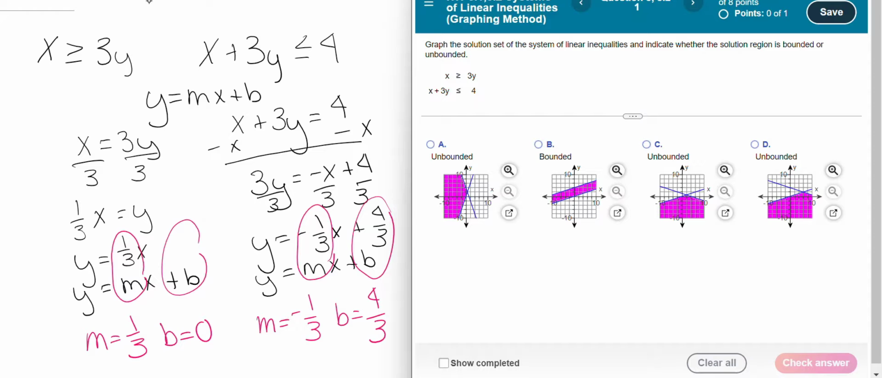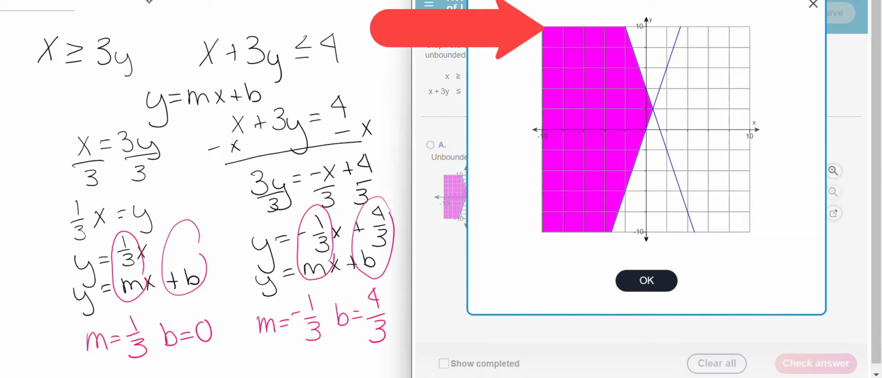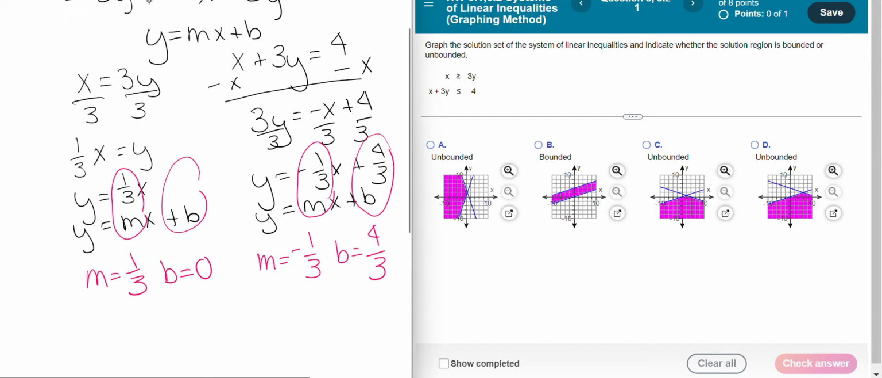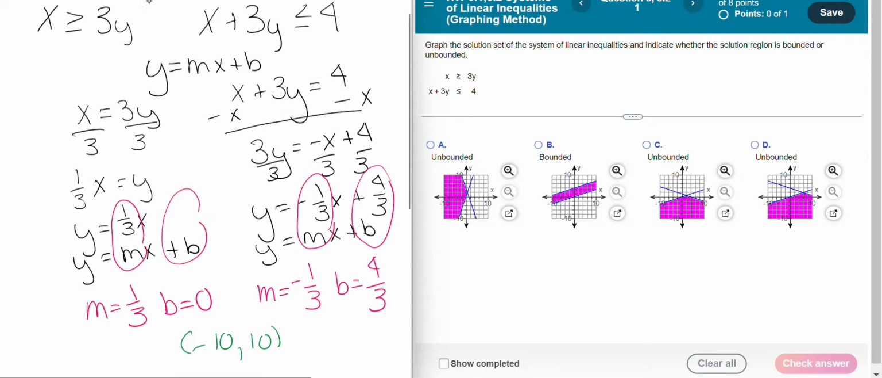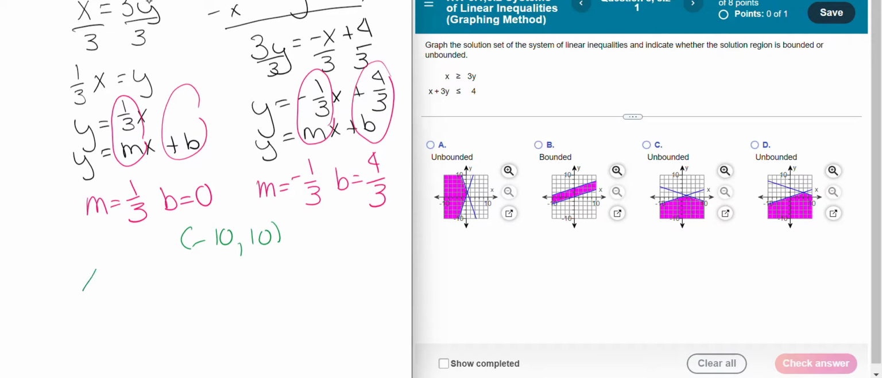If we get a true ordered pair for the upper region here, then it's going to be this one. Let me bring this down a little. How about we do negative 10, 10? Yeah, that looks good. So we're going to try negative 10, 10. Now, if it is this one, they both have to be true for negative 10, 10. So I'm going to rewrite x is greater than or equal to 3y, and x plus 3y is less than or equal to 4.